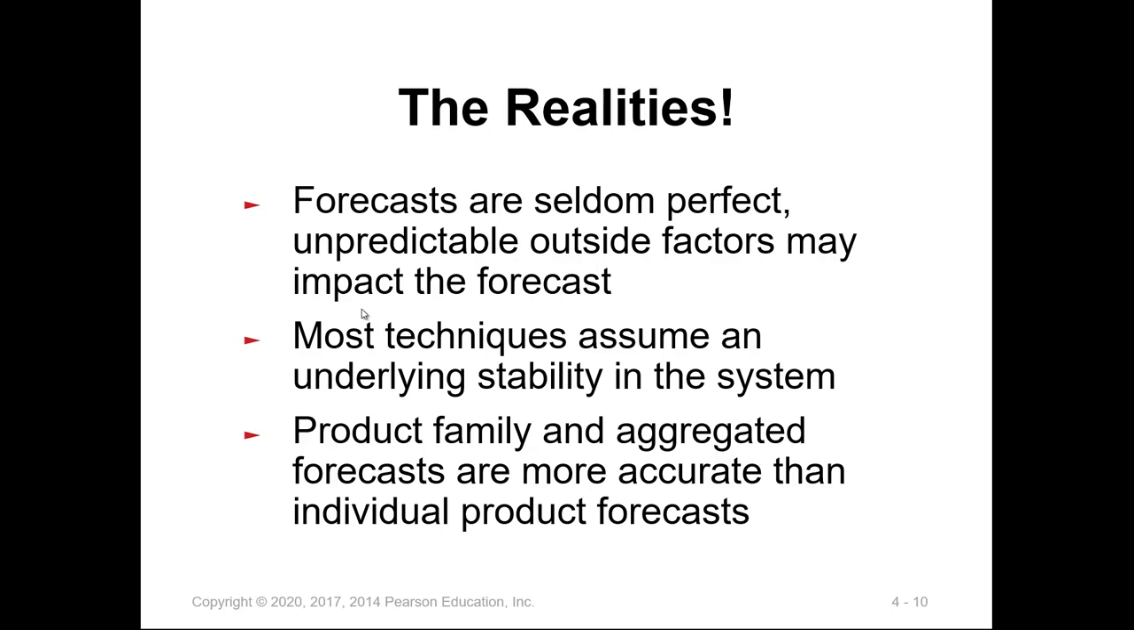Most forecasting techniques assume an underlying stability in the system. Consequently, some firms automate their prediction using computerized forecasting software, then monitor irregularities that happen in the software to understand why they are happening. And then we have product family and aggregate forecasts that are more accurate than individual product forecasts.